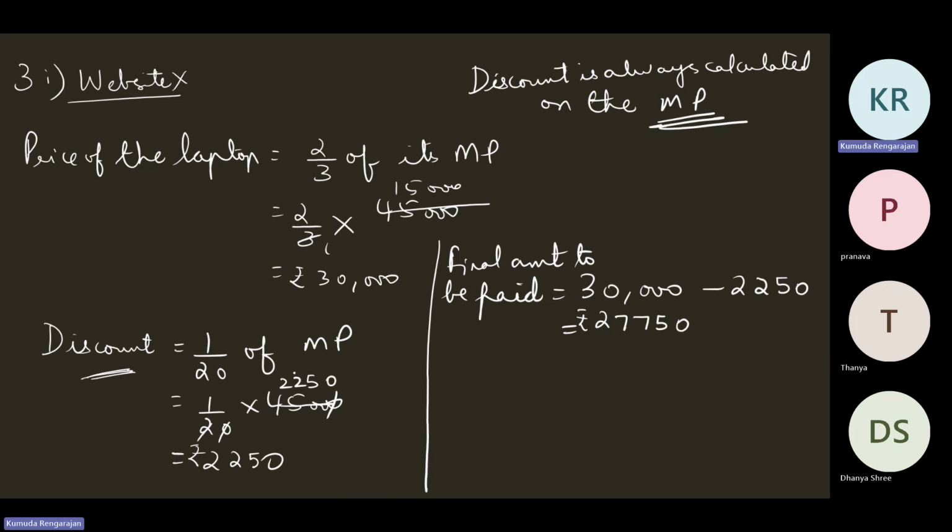So you didn't know about that. That's what this checkout discount is. So the discount is 1 by 20 into the mark price 45,000. So you get a further discount of 2,250. So your actual price, 30,000 minus this further checkout discount 2,250. So you're paying only this much.